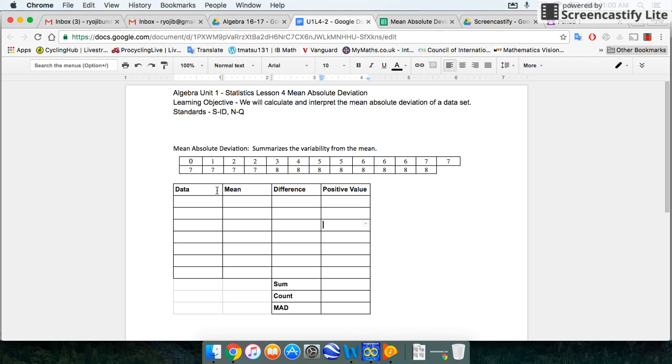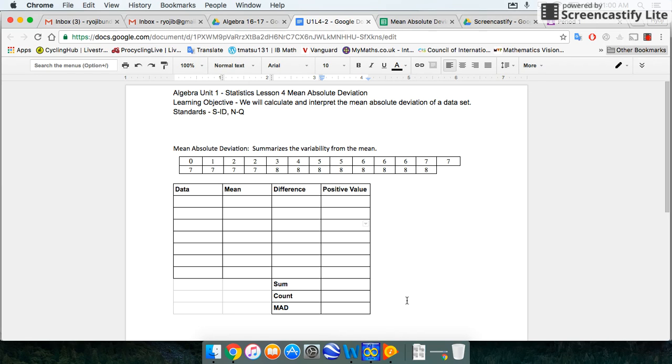So on your worksheet, you're going to see that you have a data table similar to this one. And these different columns are named for you. The first one is data. The second one is the mean. The third one is the difference. I'm going to walk you through this. And the fourth one is the positive value. Then under positive value, we have the sum, which means we're just going to add them all up, the count, which is how many total data values we have, and then the mean absolute deviation.